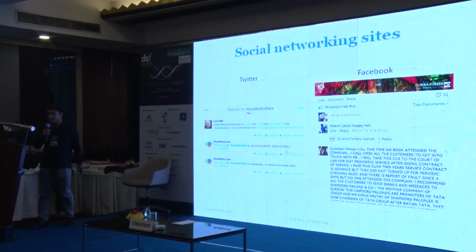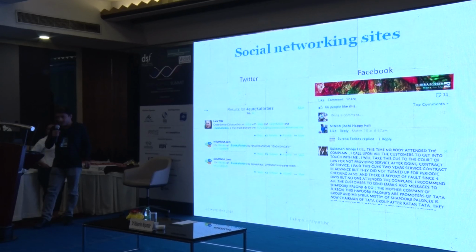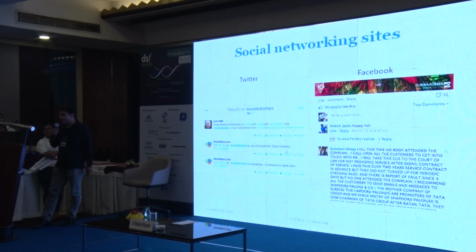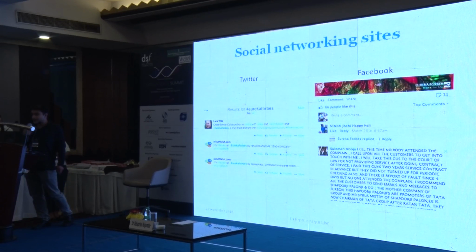Now comes the interesting part, Twitter and Facebook. It will be hard to read, but I can tell you what these are. The tweets are hashtag Eureka Forbes. They are basically saying something bad about the service, some bad company or something like that. And I'm sure there are good reviews also. And then the Facebook post with all caps, the person was very excited, with a lot of complaint about the service.